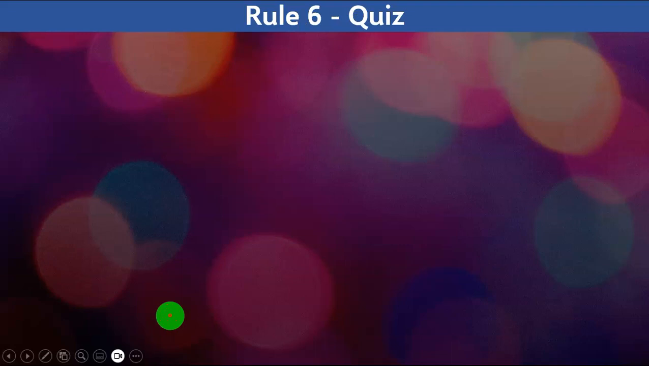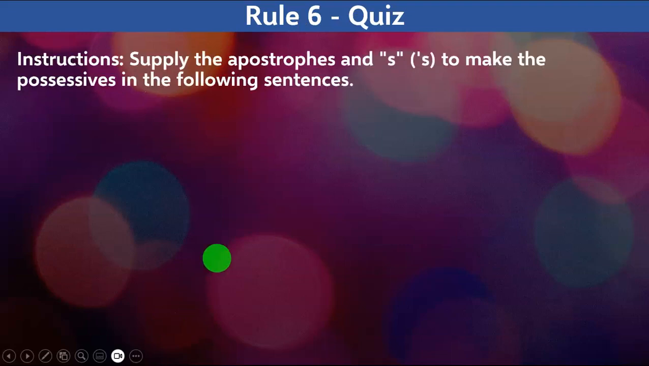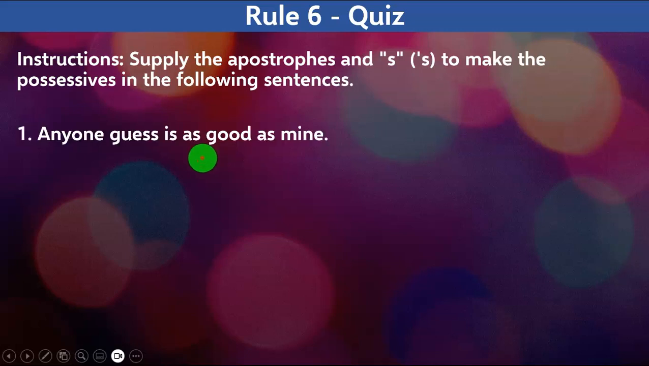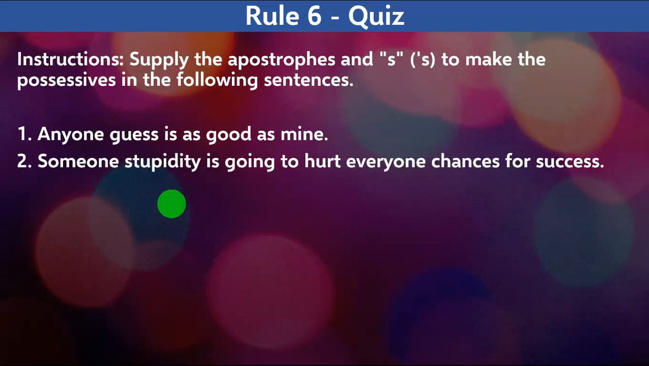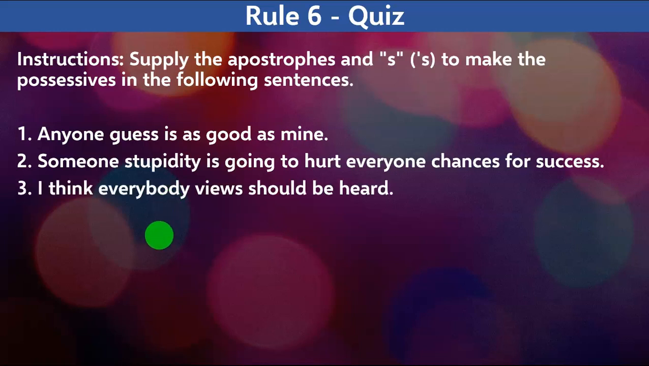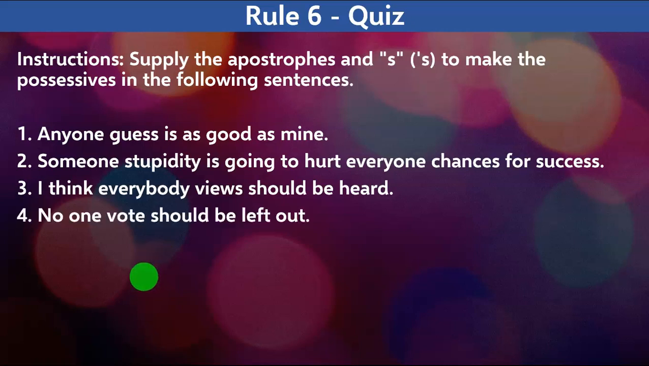Now let's go ahead and take a quiz on this particular rule. You need to supply the apostrophe and the s to make the possessives in the following sentences. Number 1. Anyone guess is as good as mine. Number 2. Someone stupidity is going to hurt everyone chances for success. Number 3. I think everybody views should be heard. Number 4. No one vote should be left out. Number 5. Is this anybody book? Now I want you to apply the apostrophe and the s at the right place to make this a grammatically correct sentence. Your 10 seconds for this question start now.